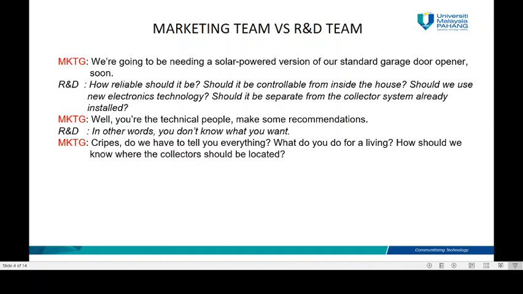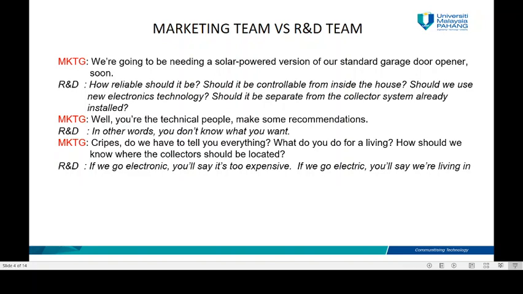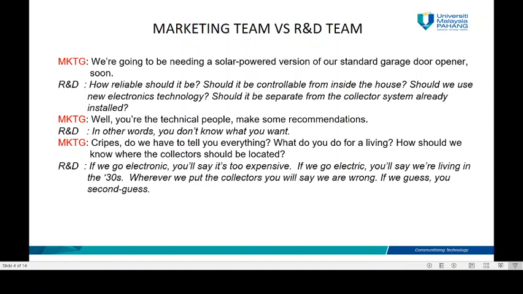What do you do for a living? How should we know where the collectors should be located? And the R&D team will say, if we go electronic, you will say it's too expensive. If we go electric, you will say we're living in the 30s. So wherever we put the collectors, you will say we are wrong. If we guess, you second guess. Marketing would say, okay, put the collectors on the garage roof. And the R&D will say, that probably can't be done.